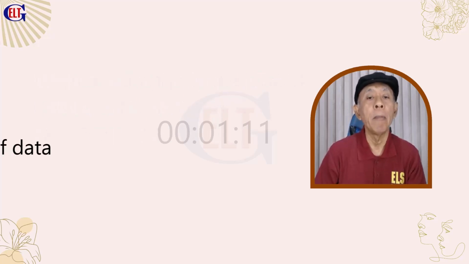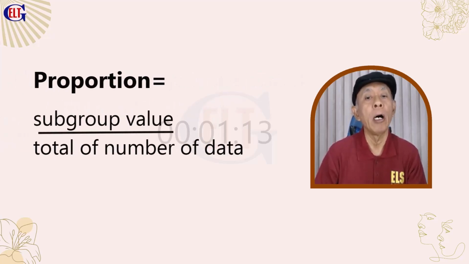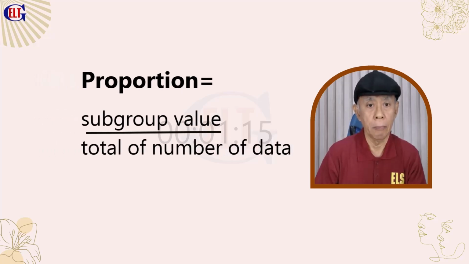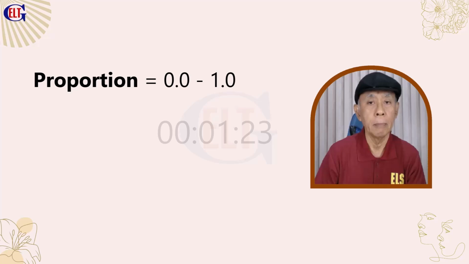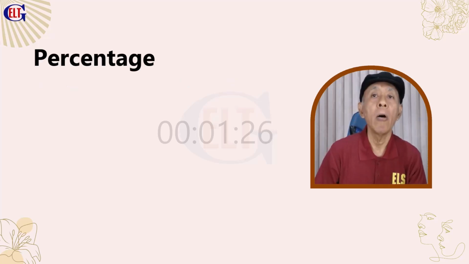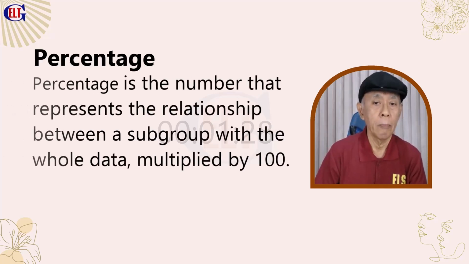We divide the number of subgroups with the total number of data to get proportion. Therefore, the proportion of a subgroup always ranges from 0.0 to 1.0. Now let's move to percentage.